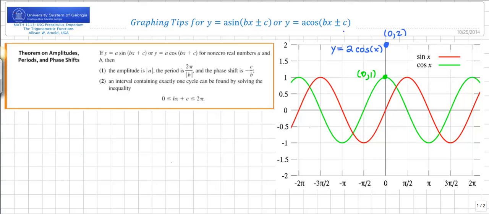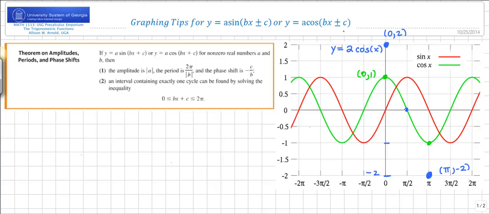Likewise, the point pi, negative 1 would become the ordered pair pi, negative 2. So here we have the value negative 1, and here we have to scale the value negative 2. Okay, so this would become pi, negative 2. And this is what we call a vertical stretch of the graph.